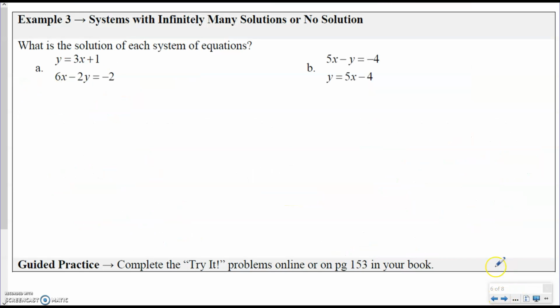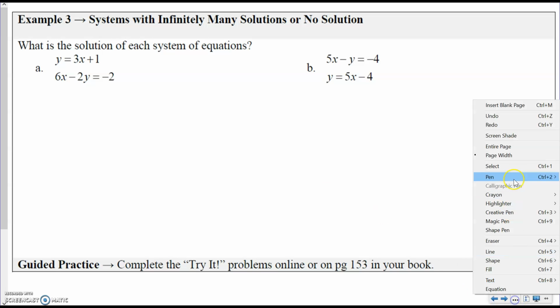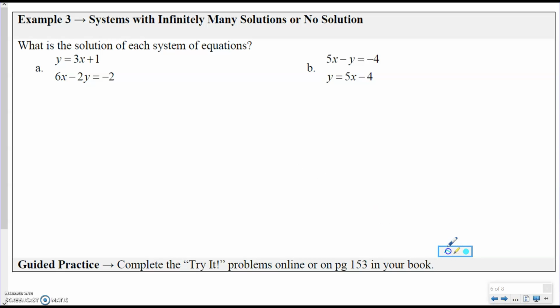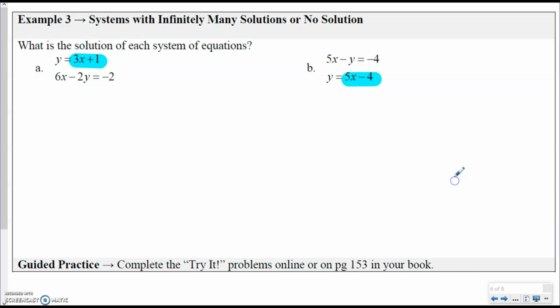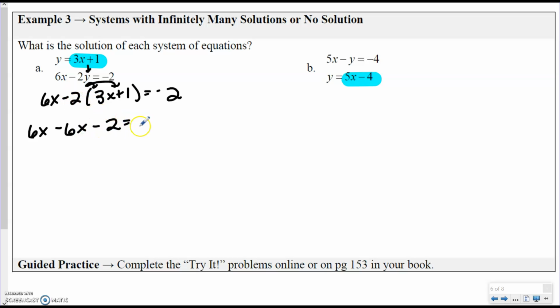Okay, example 3. This is already set up nicely for both of these, so I'm going to highlight both of them as I have this open. I'm going to put 3x plus 1 in for my y there, and 5x minus 4 in for my y there. You're going to notice here that these are some special cases. So when I plug this in, I get 6x minus 2 times 3x plus 1 equals negative 2. We're going to distribute, so 6x minus 6x minus 2, because that's a negative 2 there, equals negative 2.